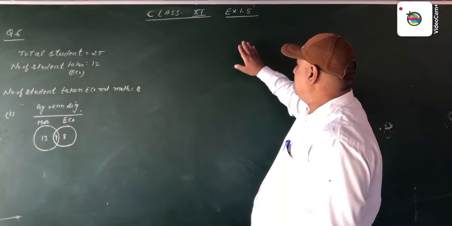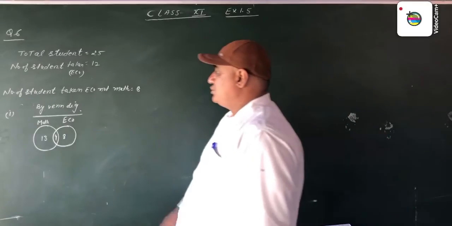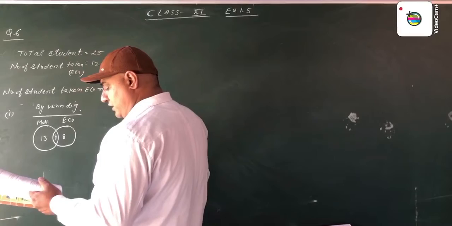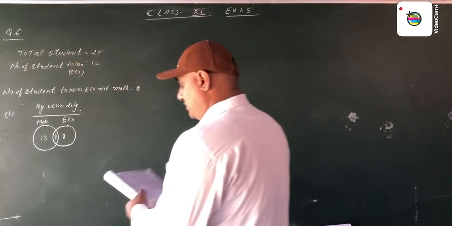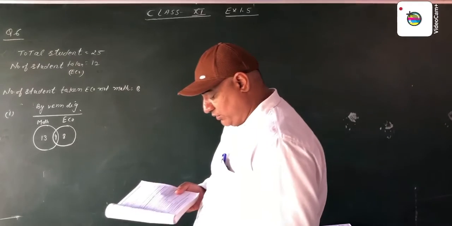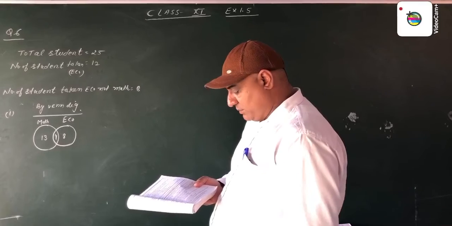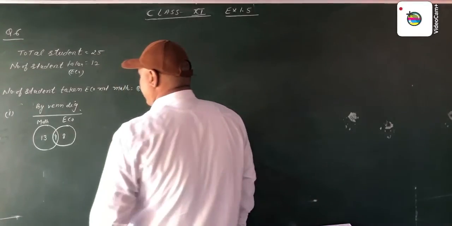Class 11, topic Sets, Exercise 1.5. Question number 6. In this question it is given that there are 25 students, but not in mathematics. We have to find the number of students who have taken economics and math, and second, those who have taken math but not economics. We solve these questions by Venn diagrams.